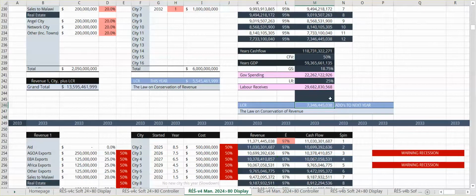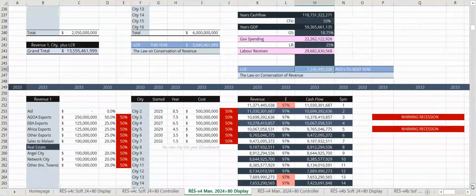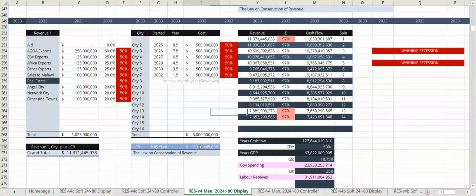This is the main figure I personally work on, but this is also important here. This is the amount of money that is left, the amount of cash flow that is left that gets spun over to the next year. And that figure there, 7.34, ends up down here as part of the revenue, which ends up back here. But we can see here something new.